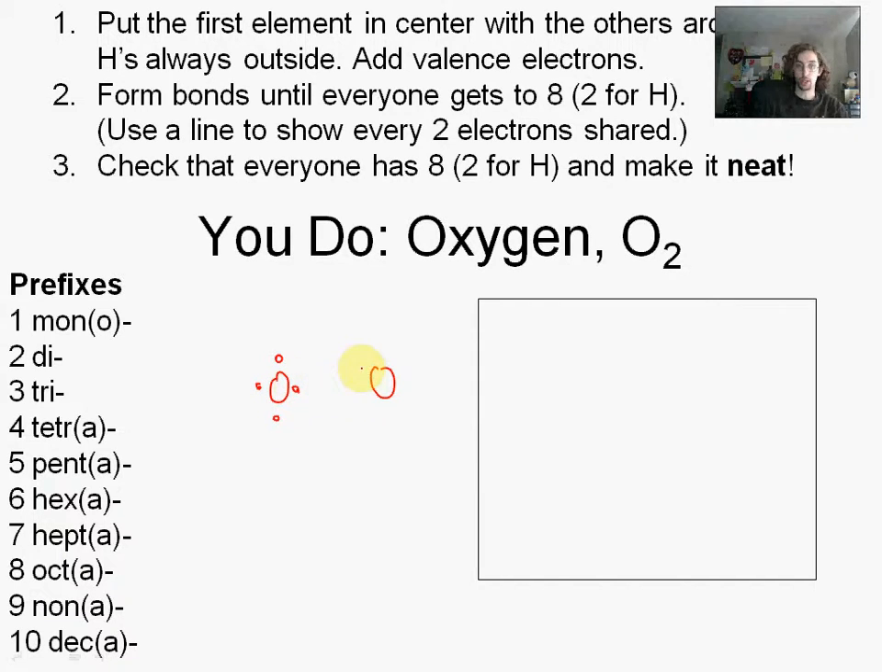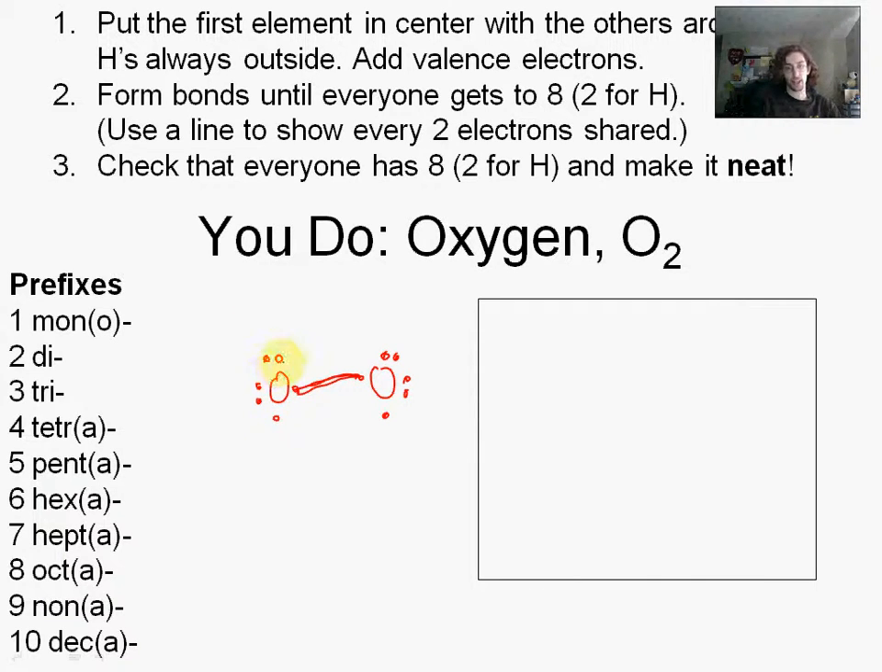You'll remember we need to put the valence electrons so that the unpaired ones are facing the center. So oxygen is in group 16. It has 6 valence electrons, so we're going to have 2 unpaired electrons. Step 2, I'm going to form my bonds between them. And then step 3, check to make sure everyone has an octet.